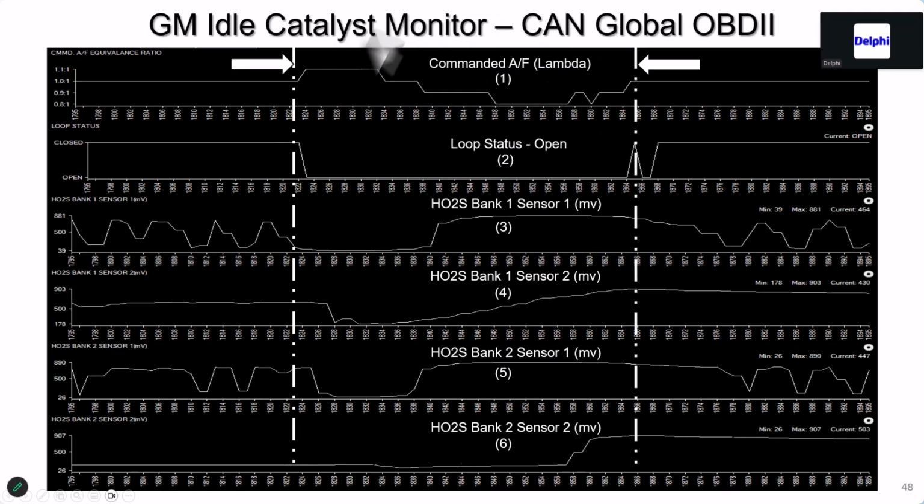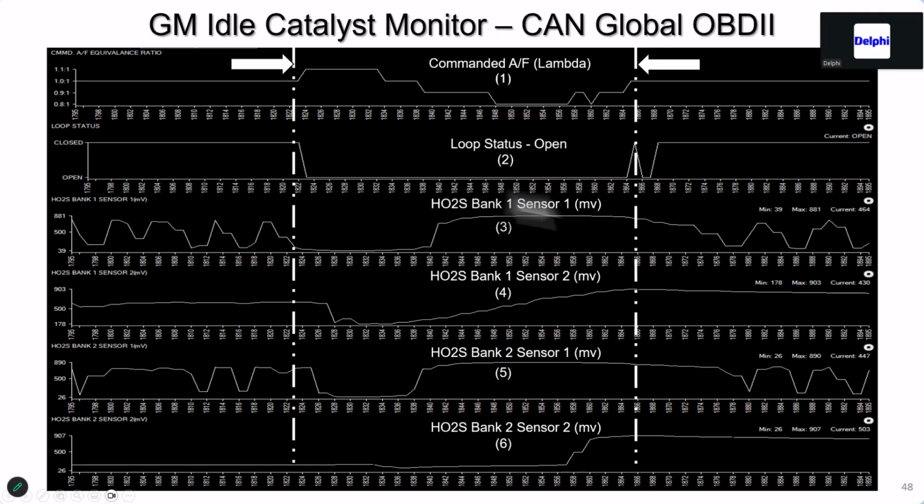GM idle catalysts. They've been doing this for a long time. When we've driven it 5, 6, 8 minutes, got on the freeway, maybe we come off the freeway, notice what happens. We go ahead and we go lambda, very lean. We go to open loop. When we go very lean, notice what happens to the O2 sensors. They all drop. Then shortly after that, the PCM starts to enrich the mixture.